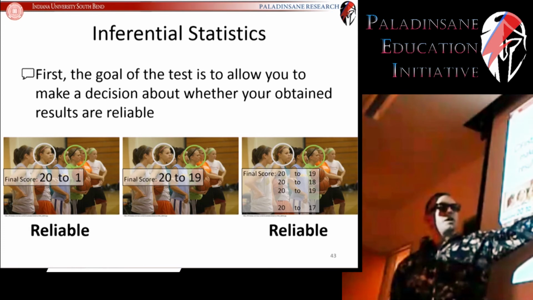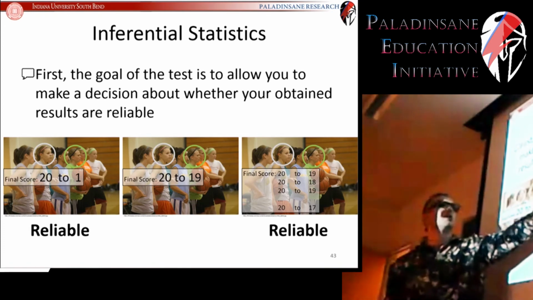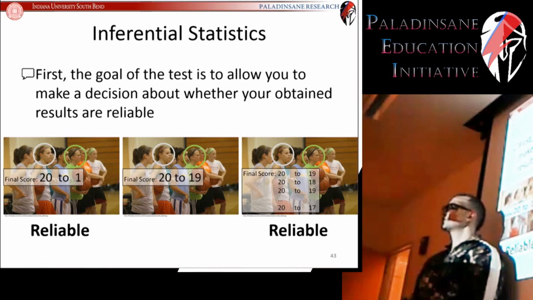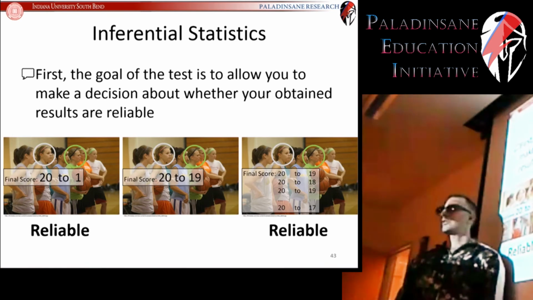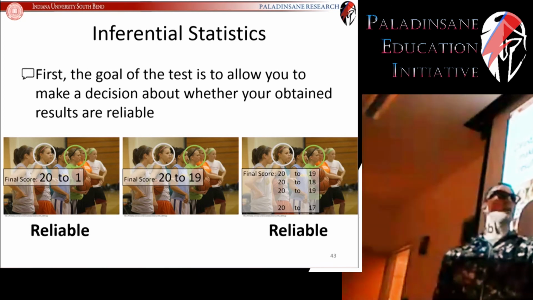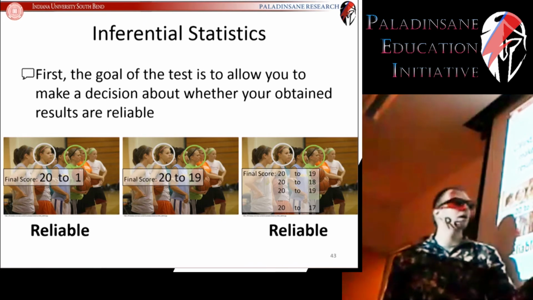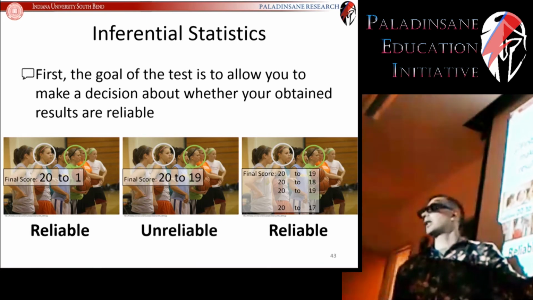This situation over here, if the coach pulls me aside and says, we played one game and she won 20-19, who do you think is going to win the next game? I would say, I don't know. Could be this girl, could be this girl, right? This is one lucky bounce. Maybe she'll win the next game. I have no idea. That result is unreliable.